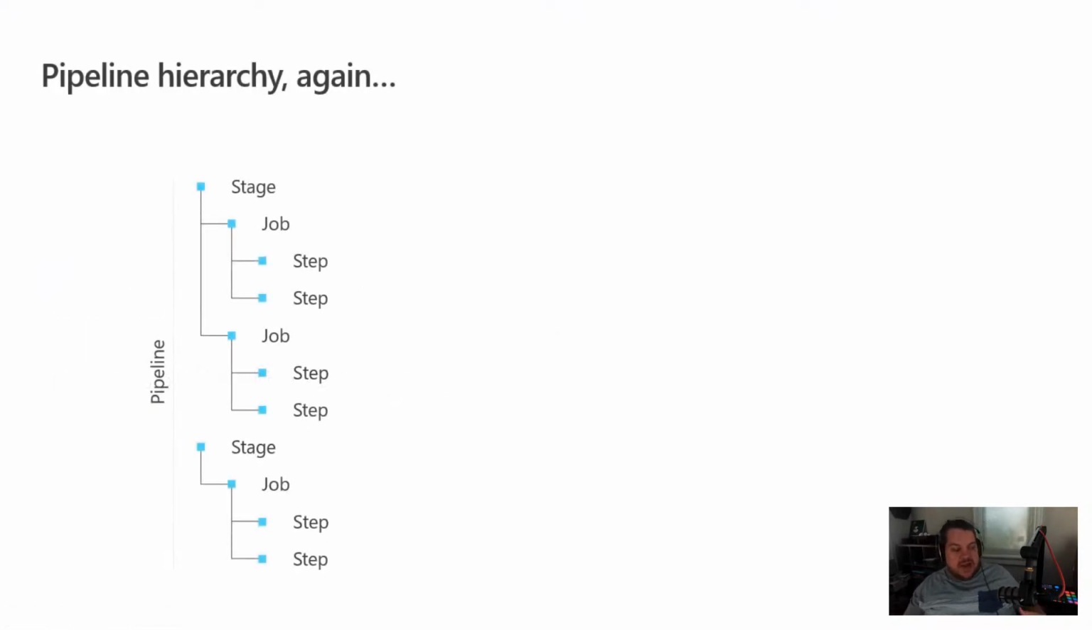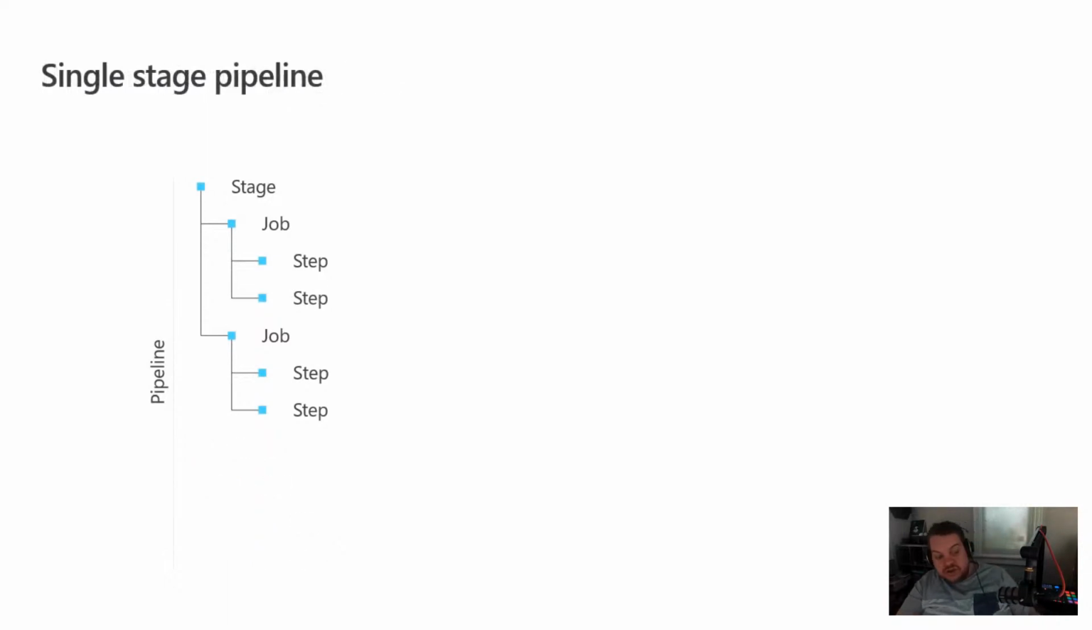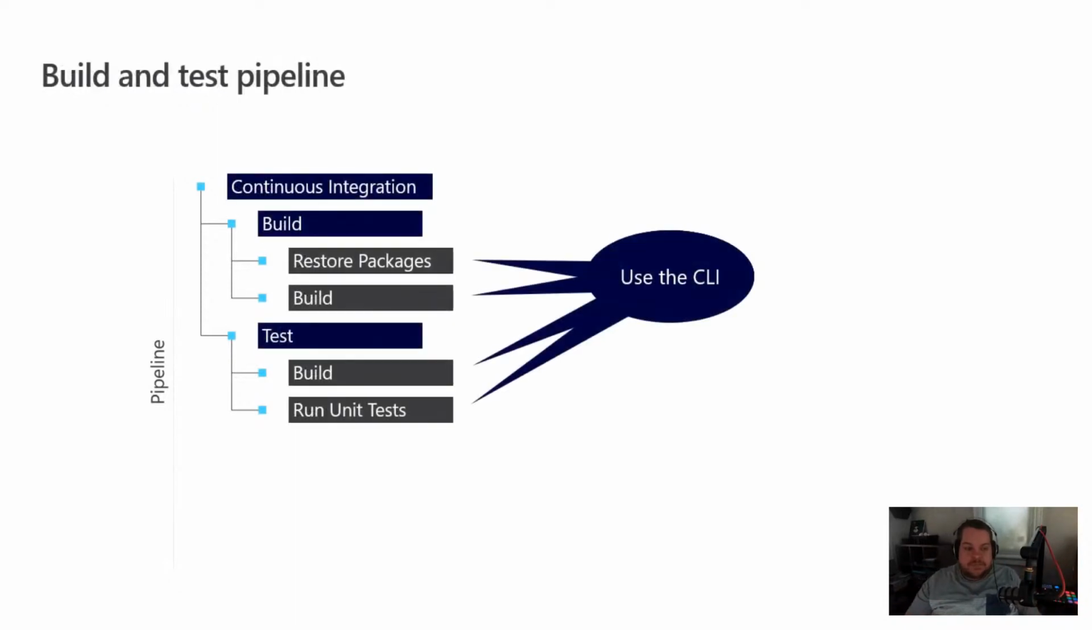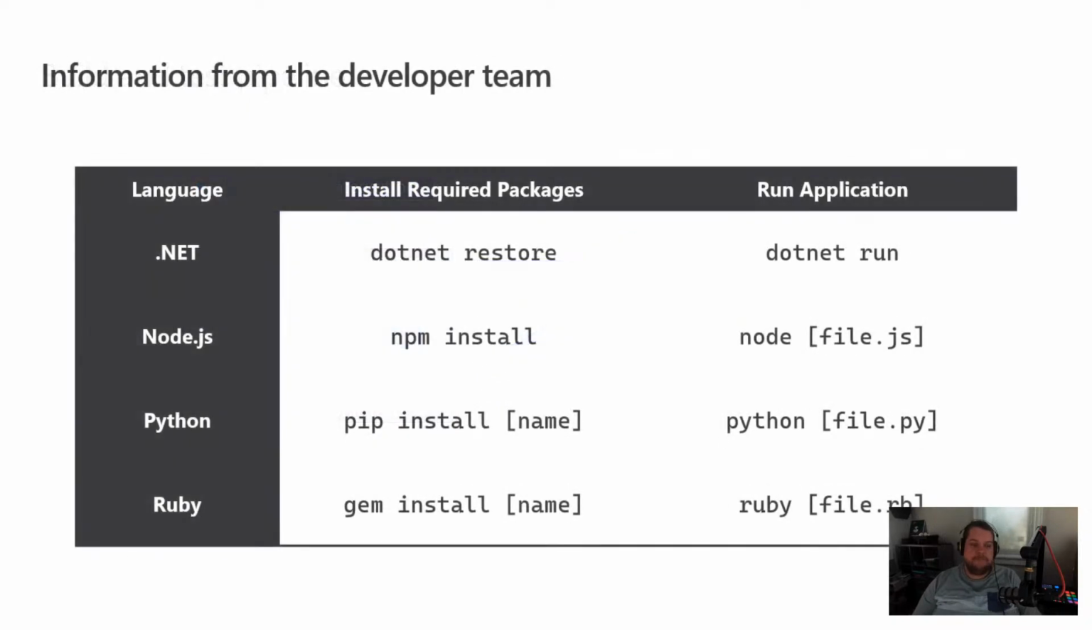Now, going back to my diagram, I can actually use the concepts that we learned earlier to build this out from scratch without using the built-in tasks. So, first off, we're just going to worry about build today. So, we're going to create what's essentially called a single stage pipeline. That's usually consisting of build and test. We build by restoring our packages and then building our project, and we test by building our project and then running unit tests.